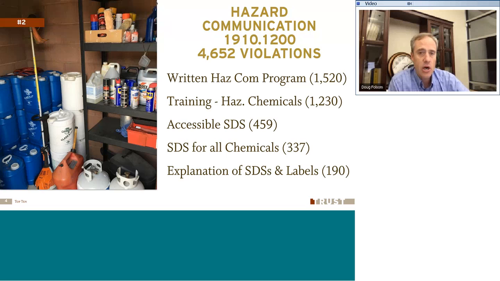And so that's a common citation as well. Making sure that your safety data sheets are complete and that there's sheets for all chemicals available in the workplace. And then making sure that we have explanations and training on how we do our labeling, and make sure we have the safety data sheets that are most current available in our safety data sheet book. So those are the most common reasons we see citations associated with the hazard communication standard.